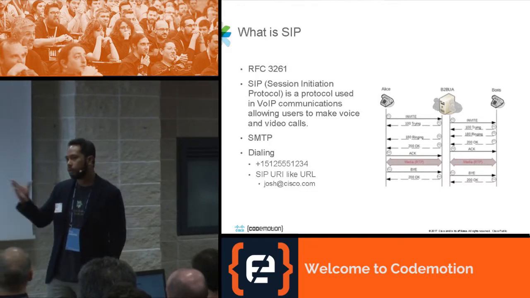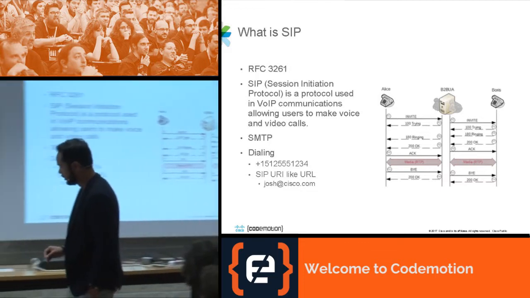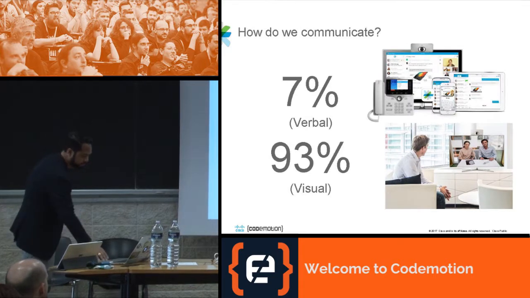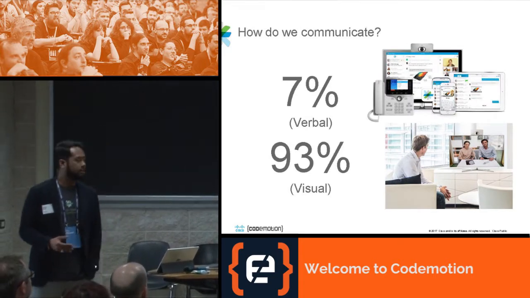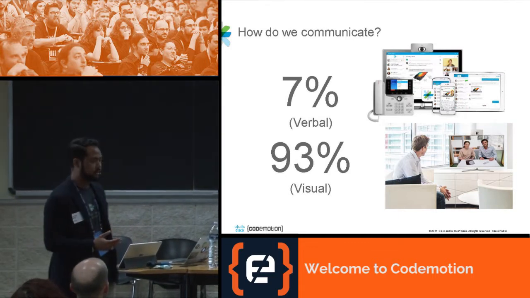So we're going to go explore a little bit about that, but SIP, you can definitely do a lot of telephony and video. So how do we communicate? This is a study that was done, but 70% is done verbally, and then 93% is done visually.